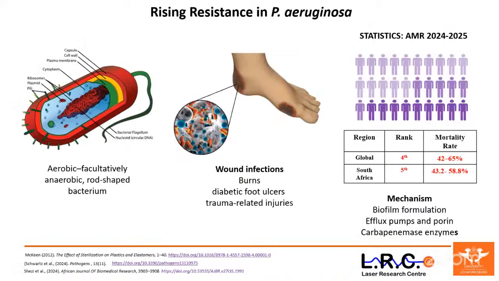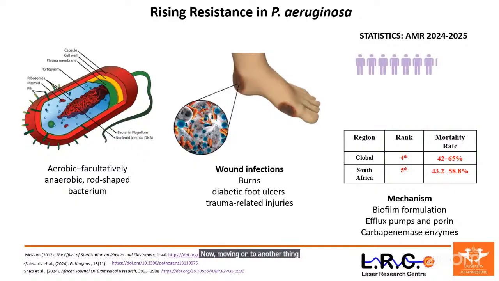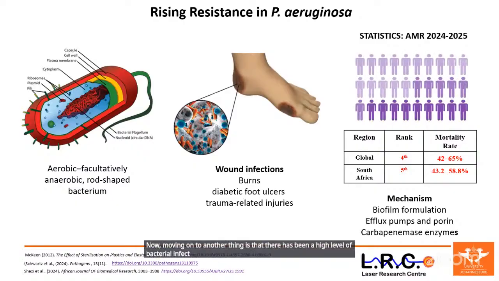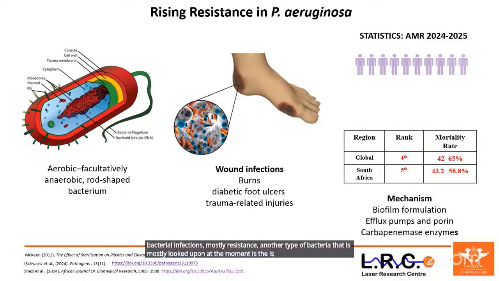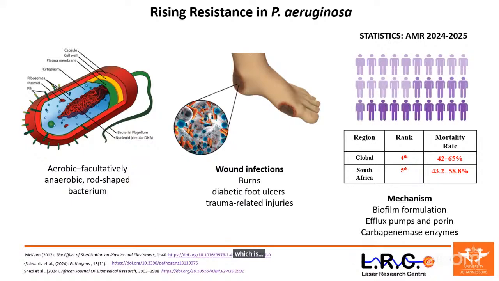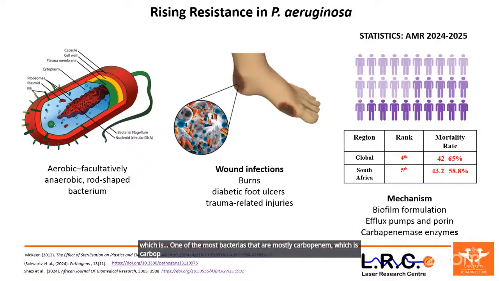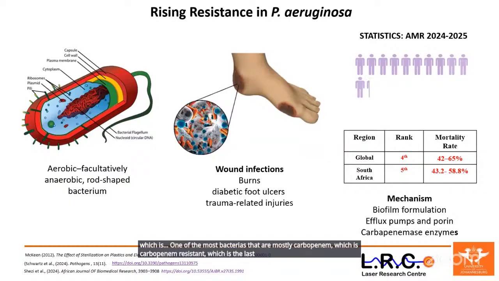Now, moving on to another thing, there has been a high level of bacterial infections, mostly resistant. Another type of bacteria that is mostly looked upon at the moment is Acinetobacter, which is one of the bacteria that are mostly carbapenem resistant, which is the last phase of antibiotics.